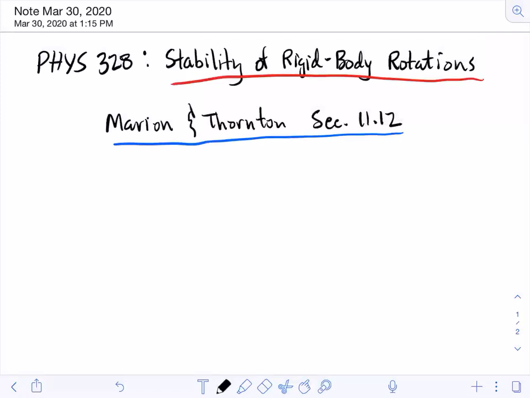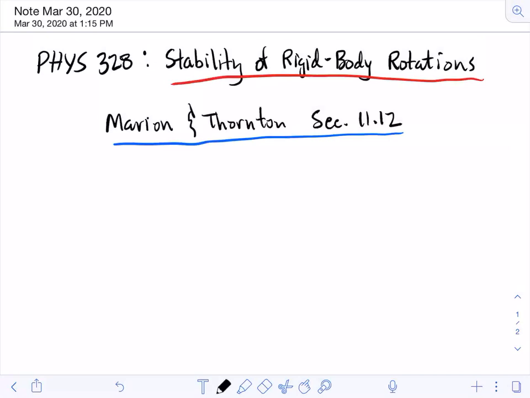All right. Hello, everyone, and welcome to the final Physics 328 video. So that's exciting. What we're going to do today is talk about the stability of a rigid body rotation. And this is the last section of Chapter 11 in Marion and Thornton.